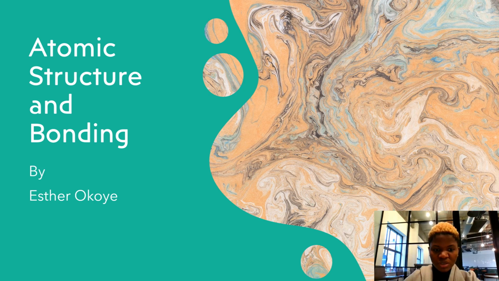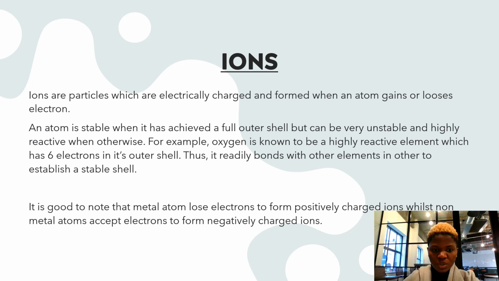I'm here to share an assignment on atomic structure and bonding. Okay, so what are ions? Here we're going to be looking at ions and the bonding, so ionic bonding and covalent bonds. First of all, I'm going to start with what are ions. Ions are particles which are electrically charged and formed when an atom gains or loses electrons.